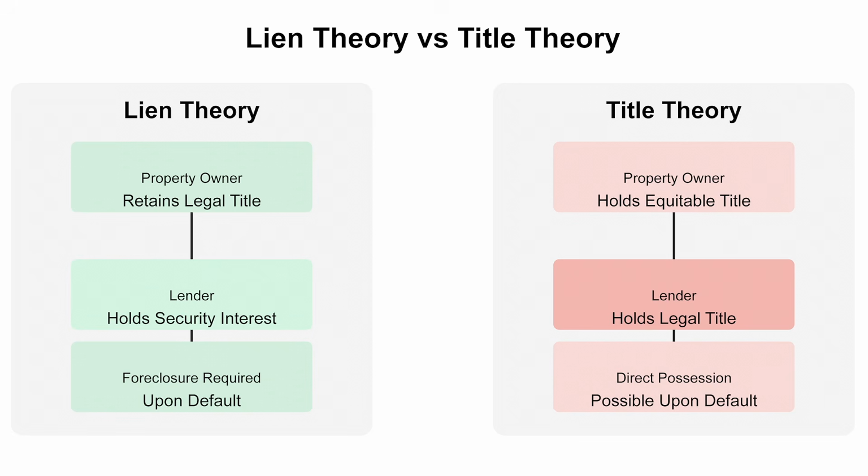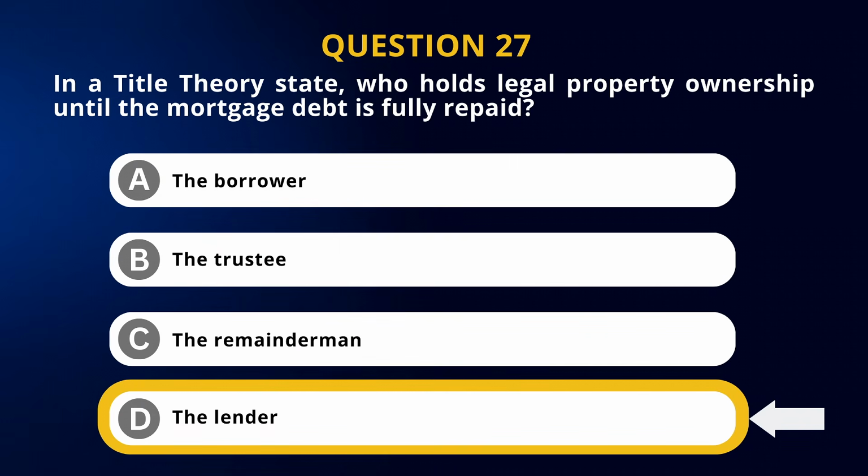And in title theory states, what they say is that the lender, in fact, is the titled owner. And many times what they'll do is they'll set up something called a deed of trust. And in a deed of trust, the mortgagee is also the beneficiary of this transaction to make sure that they still hold on to something until the debt has been satisfied. So you just want to know the basics of what is the difference between a title theory state and lien theory. And in this particular question, in a title theory state, the lender is going to hold on to legal property ownership until the mortgage debt has been fully paid.